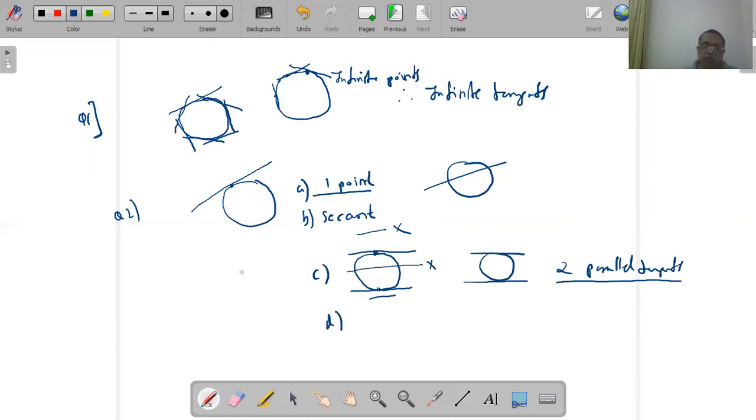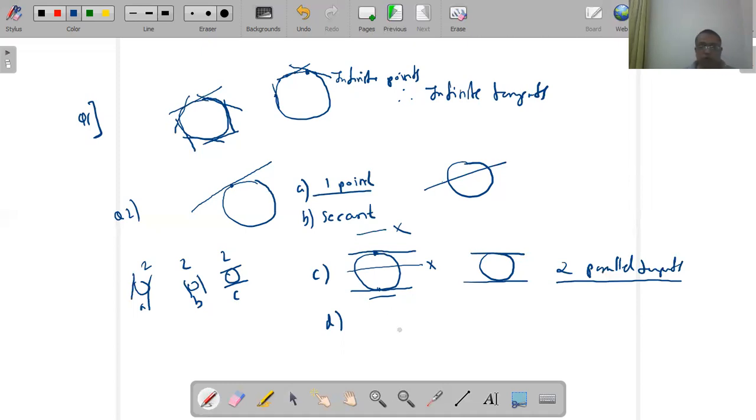Then, of course, here the cases are many. You can have parallel tangents like this, you can have parallel tangents like this, you can have parallel tangents like this, but at a given point of time, we can only have 2 parallel tangents. So don't get confused. You may argue that this is also possible. But at a given point, in one case, if you take case A, B, C, it is possible to draw only two parallel tangents.